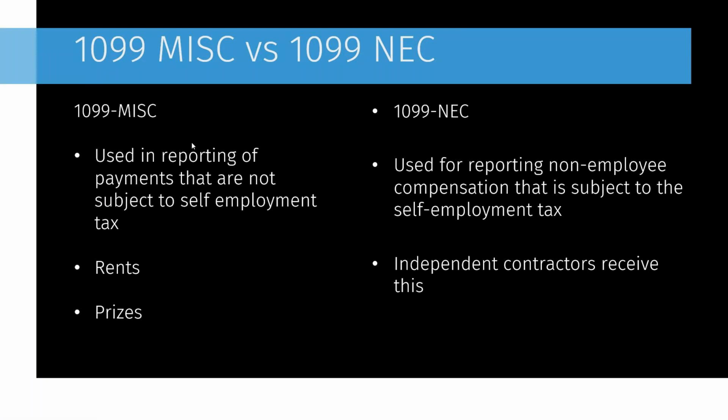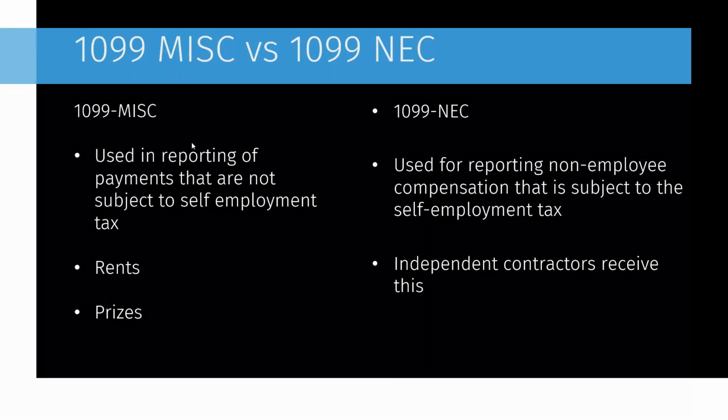Well, these are very similar. This is going to be income that you earned from a company. However, you're not an employee of the company. If I'm a freelance tax preparer and a business hires me to do their bookkeeping, their taxes, tax returns, etc., I'm either going to get a 1099 miscellaneous or a 1099 NEC.